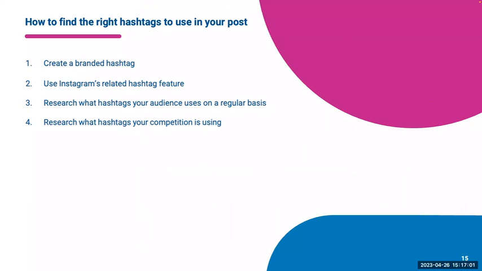So, how to find the best hashtags to use in your post? Main 4 things. Create a branded hashtag. Have people be able to associate a hashtag with your campaign. Use it through multiple posts. Have people be able to see a hashtag and recognize it with you. Use an Instagram-related hashtag feature. Instagram will offer you hashtags that you can use. Once you pick one, they'll give you other options that you can add on. Instagram can be really helpful.